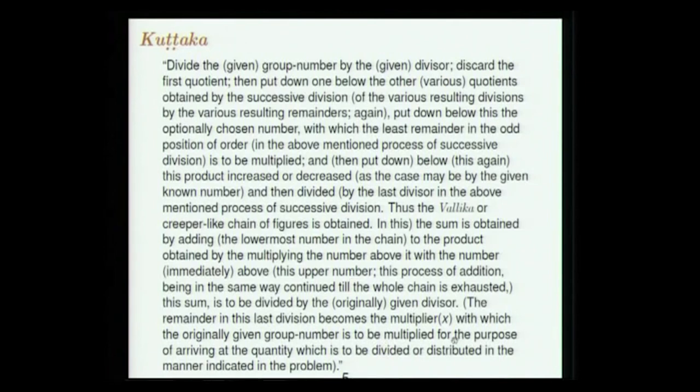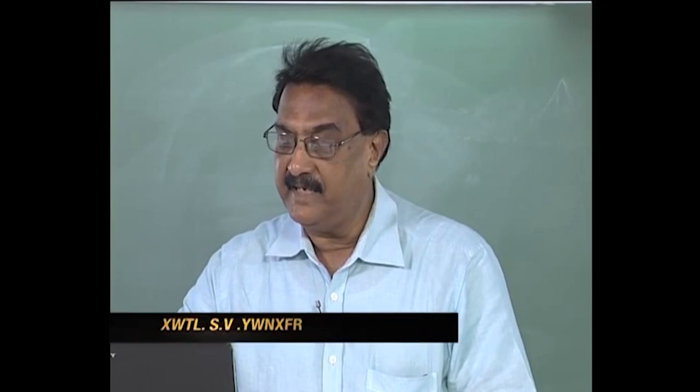So, divide the given group number by the given divisor, discard the first quotient, then put down one below the other the various quotients obtained by the successive division of the various resulting divisors by the various resulting remainders. Put down below this the optionally chosen number, which is to be multiplied by the last remainder in the odd position of order in the above mentioned process of successive divisions, and then put down below this again this product increased or decreased as the case may be by the given known number and divided by the last divisor in the above mentioned process of successive division. Thus, the Vallika or creeper-like chain of figures is obtained.